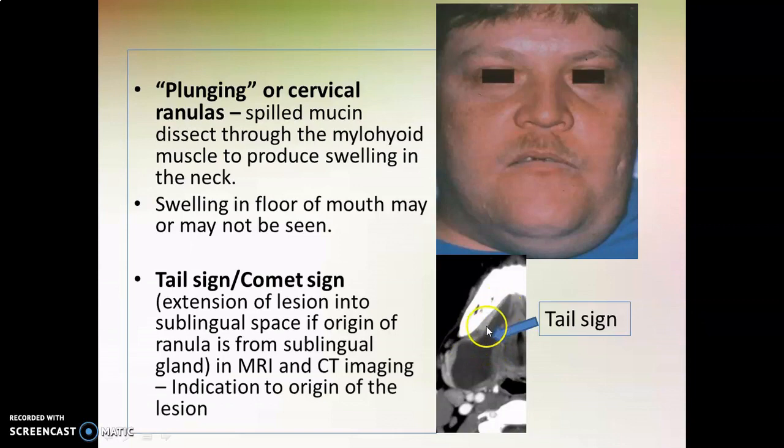This is actually originating from the sublingual space, but since it dissects through the mylohyoid muscle, the mucin or the lesion extends to the submandibular space as well. When the lesion originating from the sublingual space extends to the submandibular space like this, the spilled mucin within the sublingual space appears like a tail-like extension, which is actually termed the tail sign.